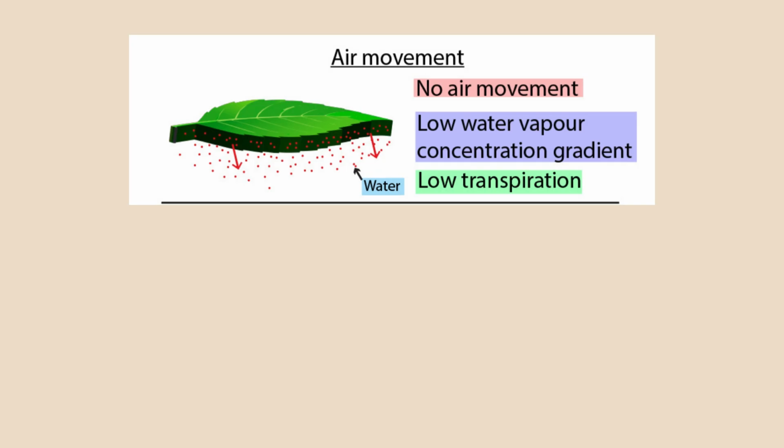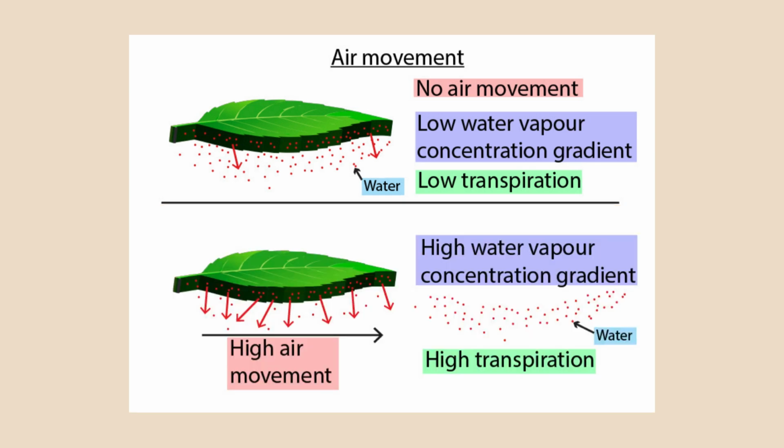Air movement means wind. When there is no air movement, there is water vapour both inside the leaf and outside the leaf, and there is a similar concentration on both sides, so there will be a low water vapour concentration gradient. As a result, there will be low transpiration, so less water vapour will diffuse out of the leaf into the atmosphere.